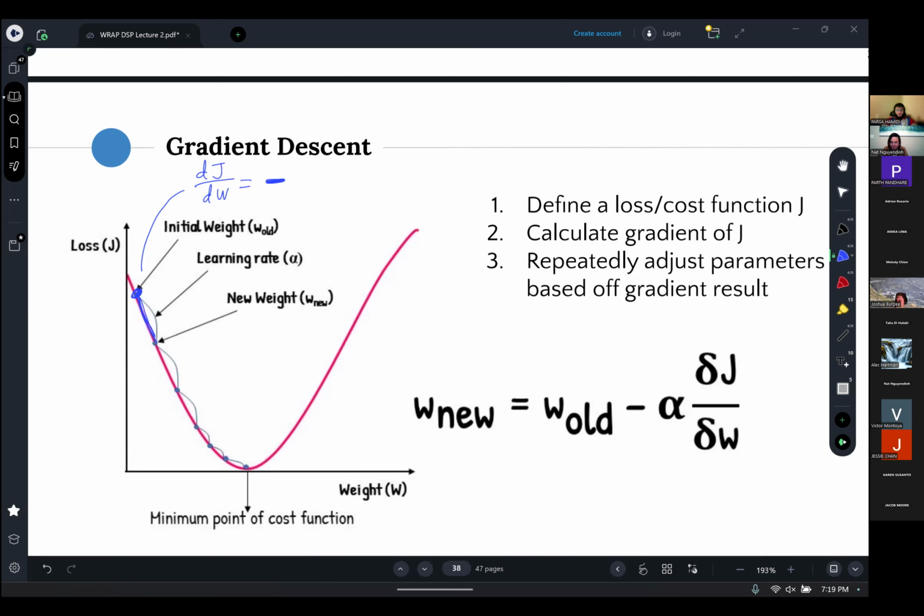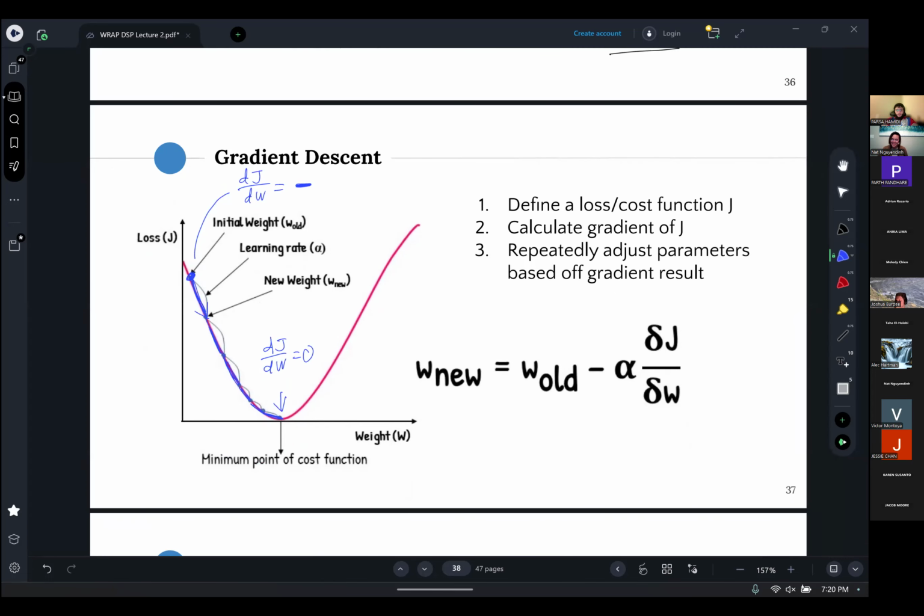So I go here, and it worked. My derivative is still negative, so I keep going. My derivative is getting slightly closer to zero, but it's still negative here, here, here. And once I'm here, my derivative is zero, so I know that I am at a minimum. Is this the absolute minimum in my entire system? I don't know, I don't care. I found a minimum, and this is good enough for me in this circumstance.